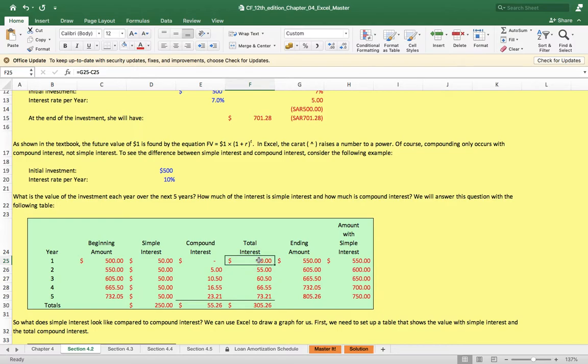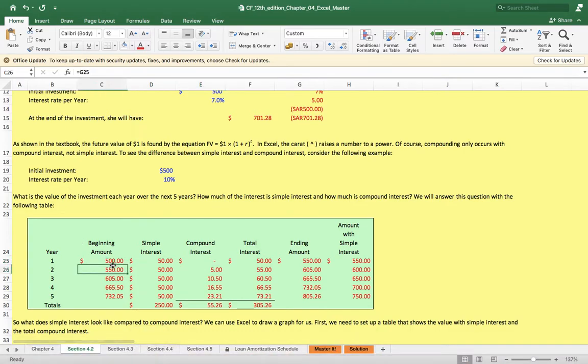Now total interest is equal to the money which is paid at the end, that is ending amount, minus beginning amount. G25 is the ending amount, C25 is the beginning amount, is equal to total interest. Now total interest minus simple interest is equal to compound interest. In the first year it will be 0, because in the first year total interest is 50, simple interest is 50, so it is 0.